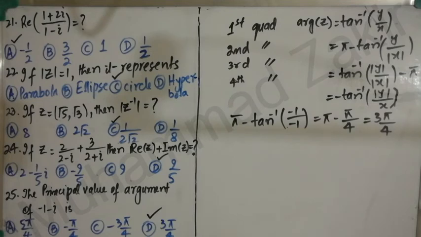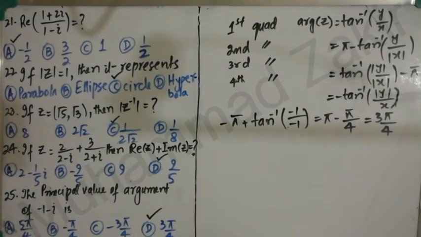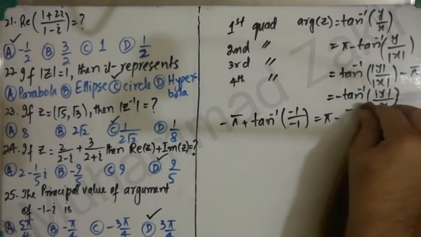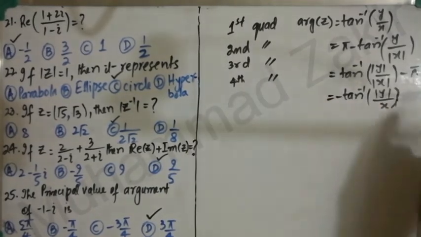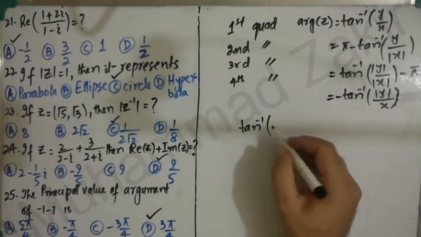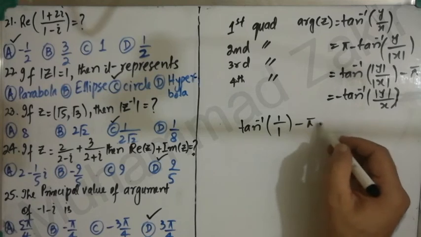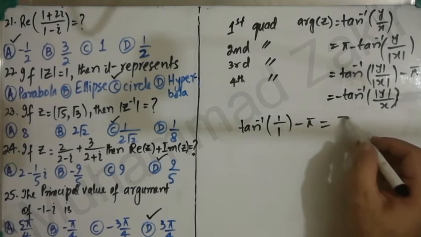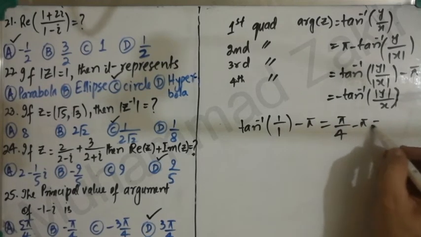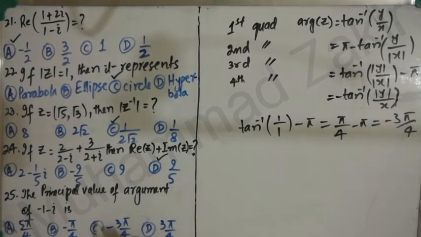For third it is minus pi plus this. This is positive. If we see it again, the formula we have to follow is the third formula: tan inverse of imaginary by real. 1 by 1, both values will be positive and minus. It will be pi by 4 minus pi, which will be minus 3 pi by 4. So option C is correct in this case.